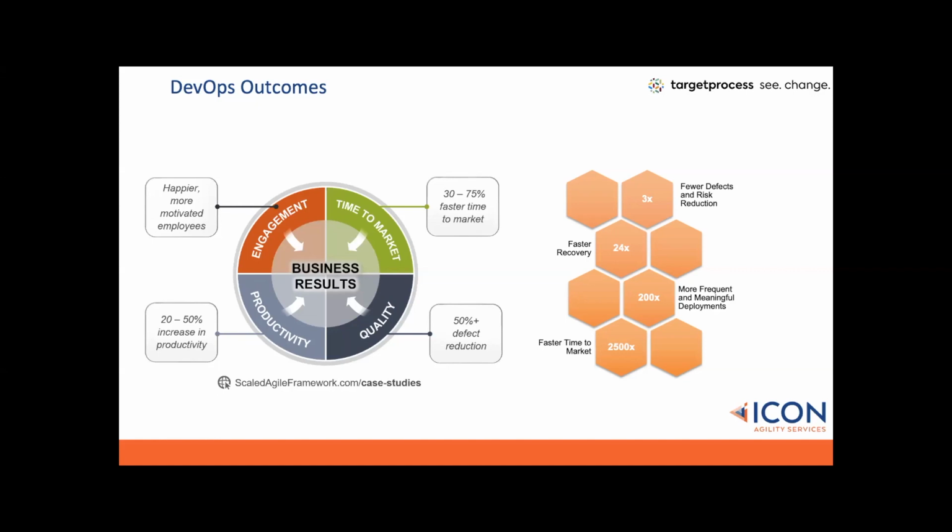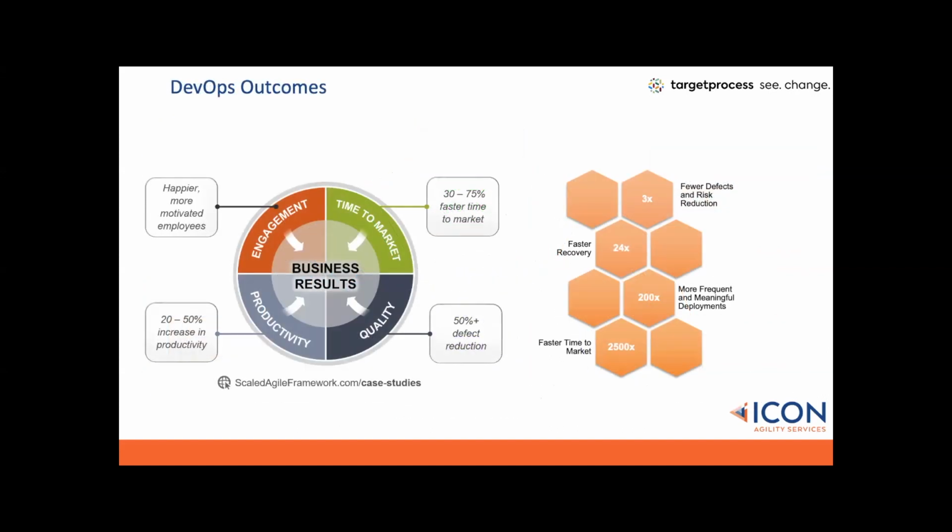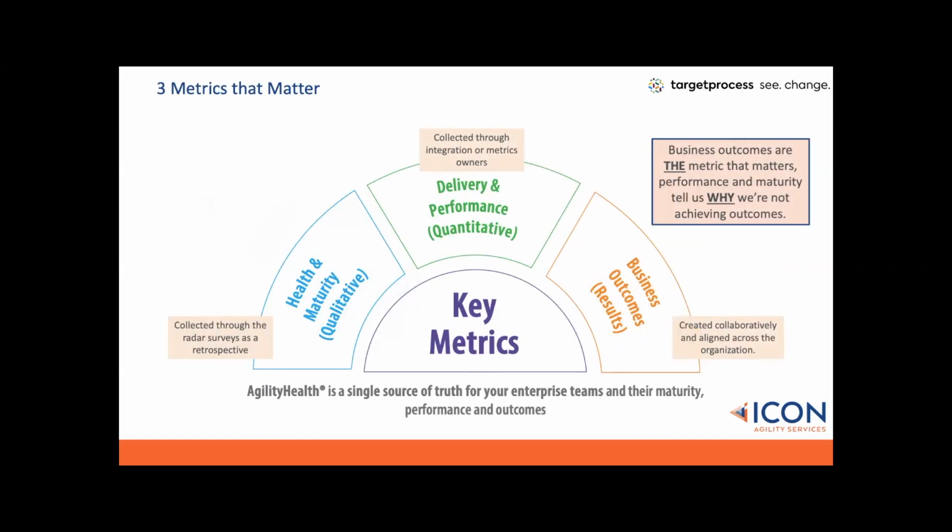Now, to define these metrics, we need to start with three important aspects. One is your health and maturity metrics, which is your qualitative metrics. Two, which is your delivery and performance metrics, which is your quantitative metrics. And three is your business outcomes or results. This is the only thing that can get you to realize the DevOps outcomes that we talked about in the previous screen. So in order to reach these DevOps outcomes, we need those three key metrics. And those three key metrics are, again, qualitative, quantitative, and business outcomes.